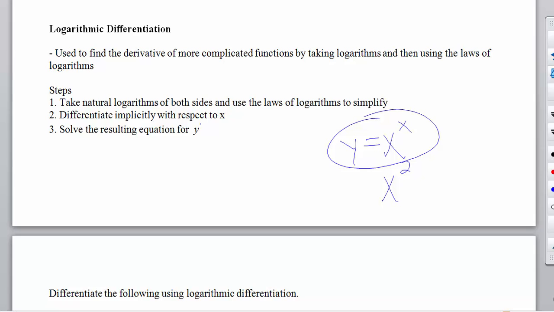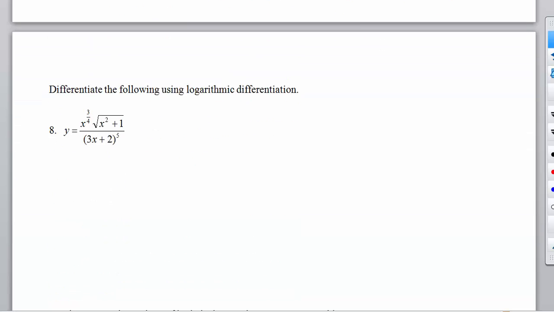Here are the steps. First, you take the natural log of both sides. Then you use your log laws to simplify. Then you differentiate implicitly. The only thing you have to remember in these problems is that you have y prime. And then you solve for y prime. You can go back to those steps as we're doing a problem, it might make more sense. I have 1 over y times y prime, so I'd have to multiply both sides by y.